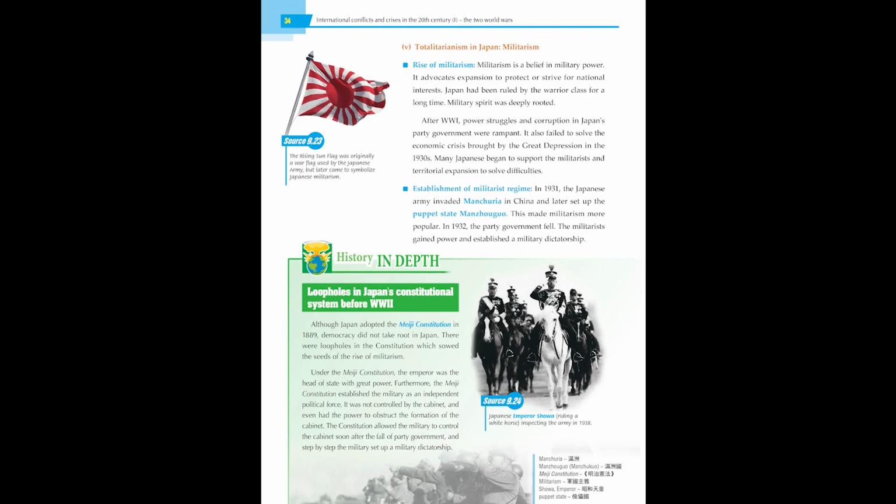Look at the source 9.24. Japanese Emperor Showa riding a white horse, inspecting the army in 1938.